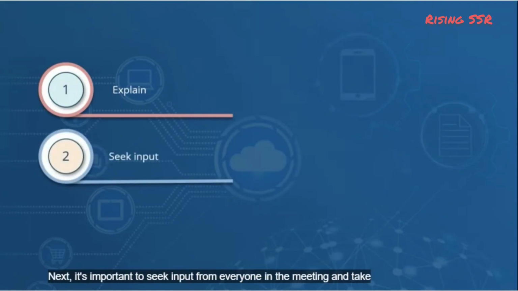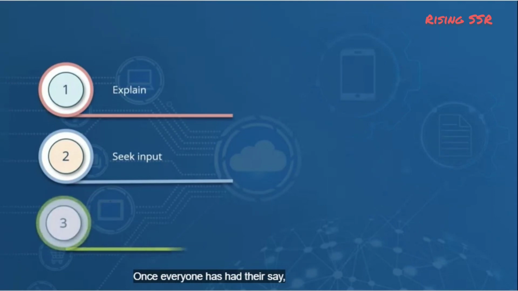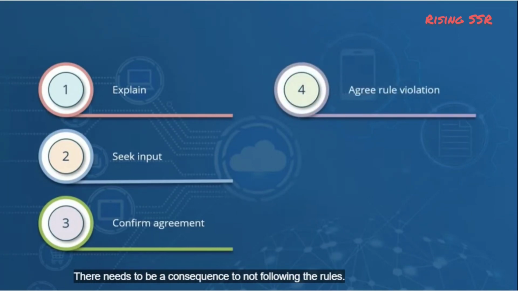Next, it's important to seek input from everyone in the meeting and take the input into consideration when setting the ground rules. This gives everyone an opportunity to be involved in setting the rules, so they're more likely to agree to them. Once everyone has had their say, confirm that everyone agrees to the new ground rules. There needs to be a consequence to not following the rules.